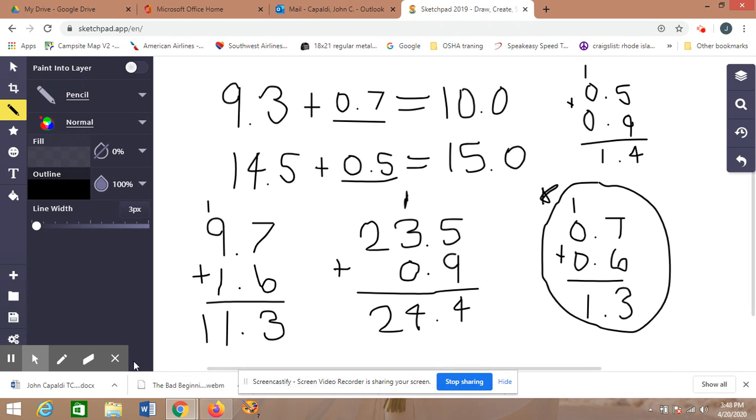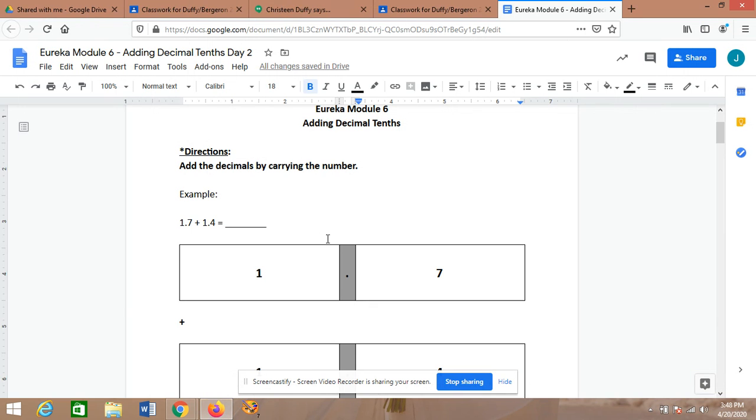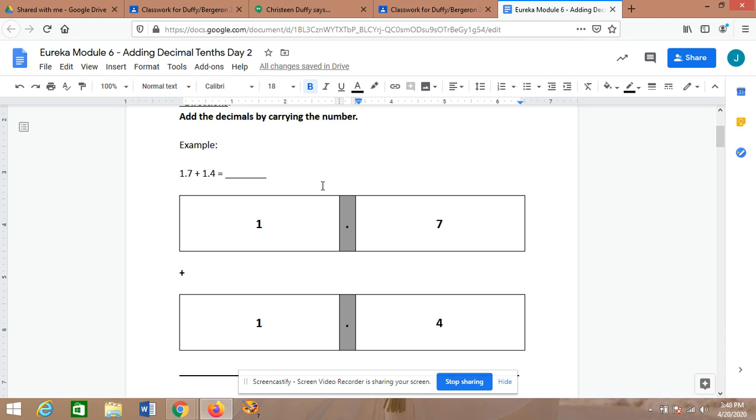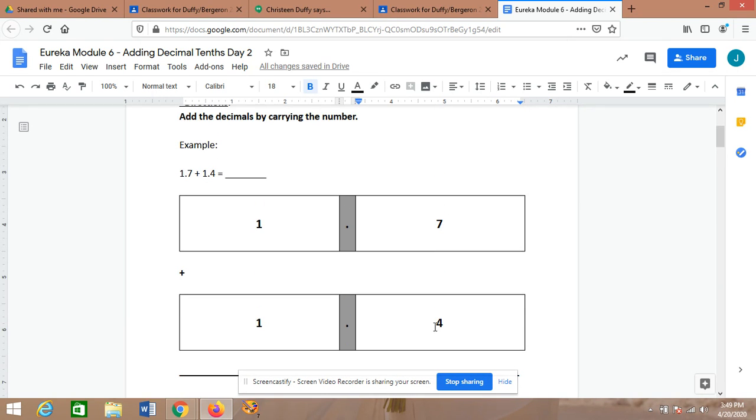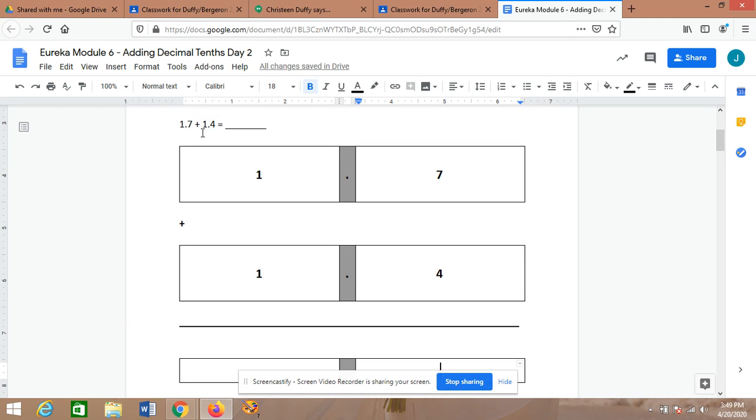So on your work today, it's going to look like this again in the charts. And some people weren't carrying if they made a 1 with the tenths, they weren't carrying it over. Make sure you do that, because that counts as part of your work. I need to see that to know that you understand that we're making new wholes.